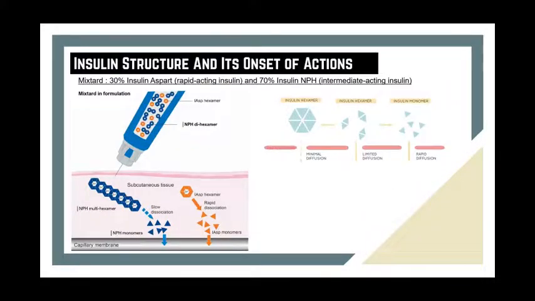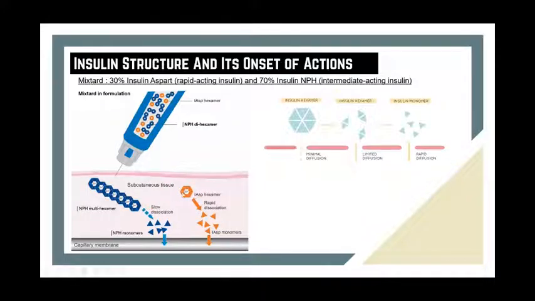So, how does the insulin differ from one another? As you can see here, this is the insulin structure of the mixed type. All the insulins are administered subcutaneously. The mixed type consists of 30% insulin aspart, which is orange color, and 70% NPH, which is blue color.